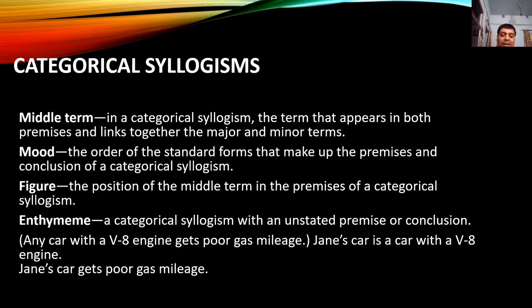So what does it mean? In an enthymeme, a categorical syllogism has an unstated premise or conclusion. Just because Jane's car has a V8 engine, it doesn't mean that because of that only the car is going to give poor mileage. There can be other reasons also. So the premise is not fixed or the conclusion is not fixed. They are somewhat related to each other, but not conclusively related.